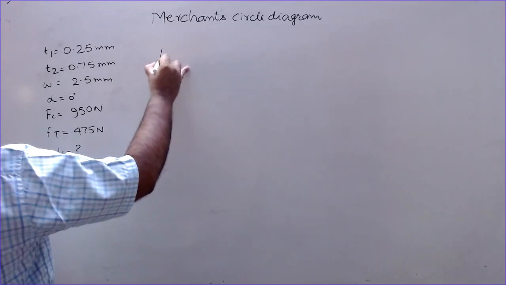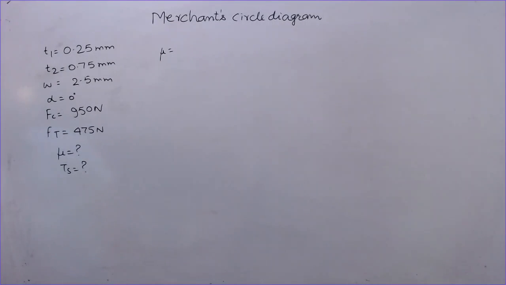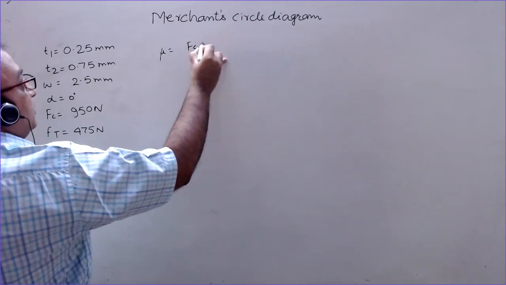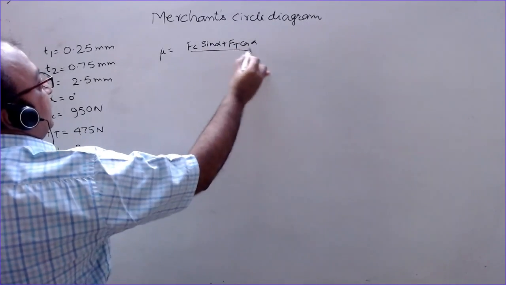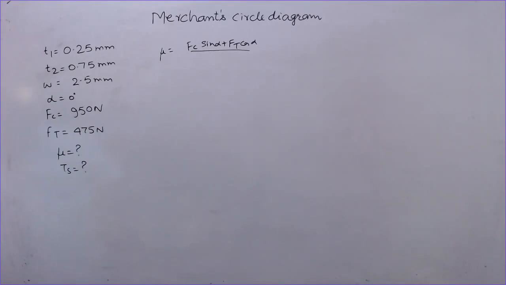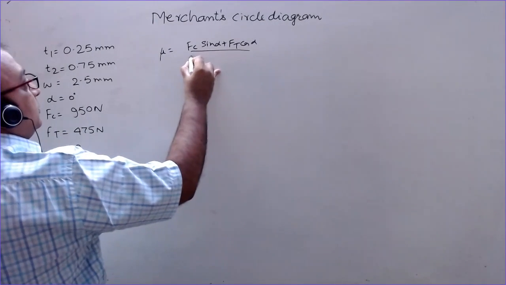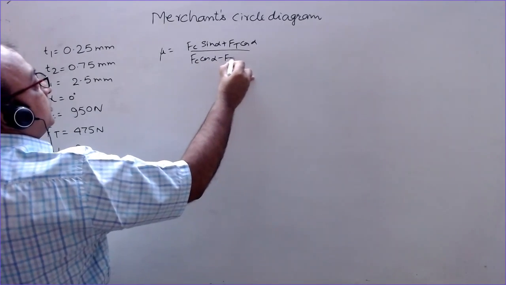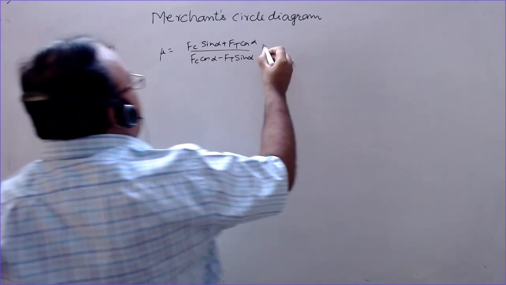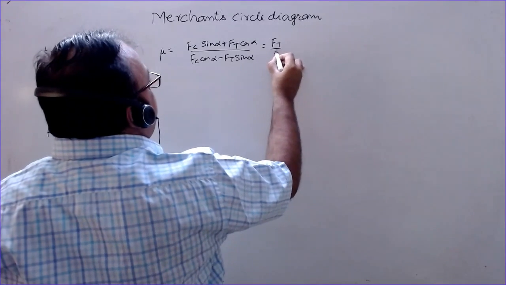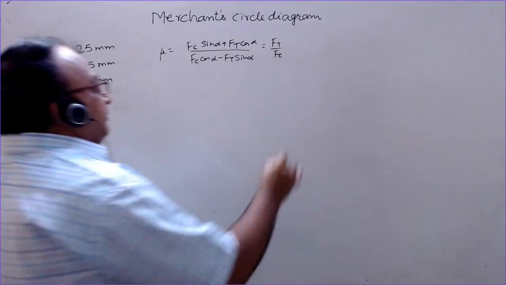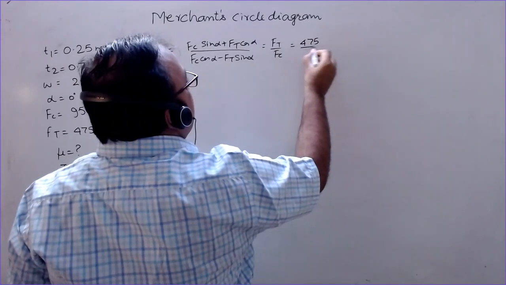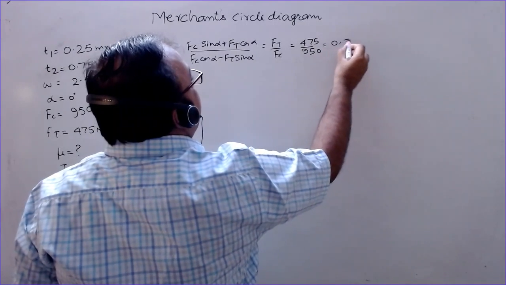Now you know that mu is, if you remember the result, F by N, which is equal to Fc sin alpha plus Ft cos alpha, and here you have to use alpha equal to 0 degree. Equal to Ft divided by Fc, because alpha is 0. 475 by 950 equal to 0.5.